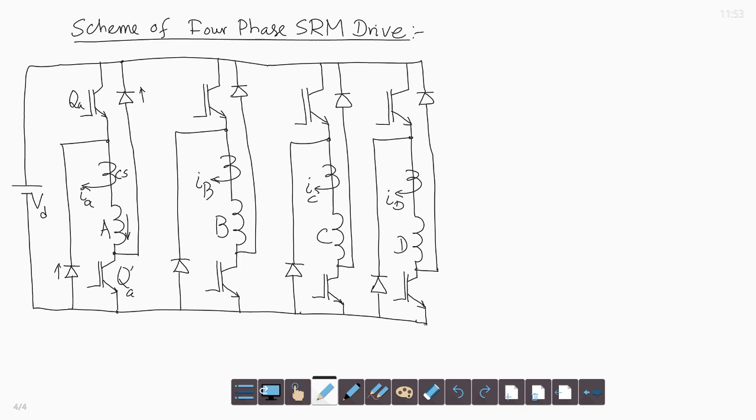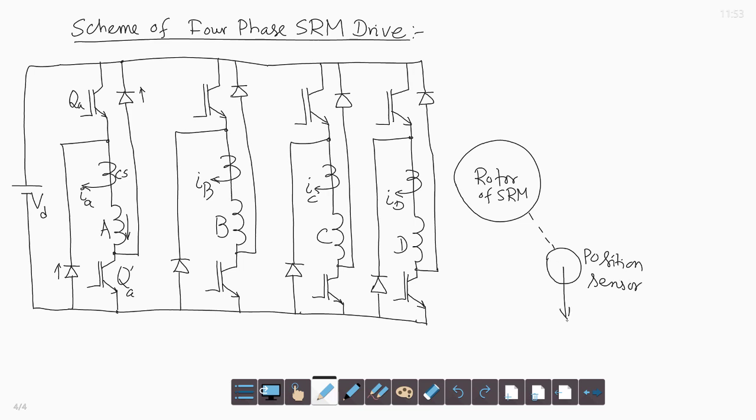Then this is the stator side, rotor is here, this is the rotor of SRM, and with the rotor mounted is a position sensor, rotor position sensor, which gives the angle theta r information as well as speed information for speed and position control. The position information is used for switching the phases and speed information is used in the control scheme.